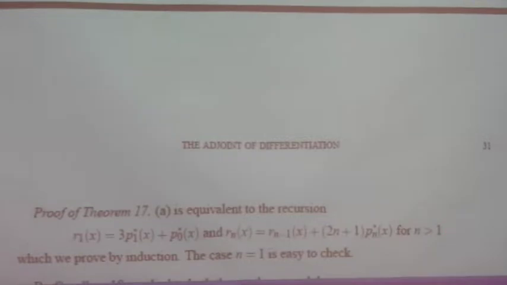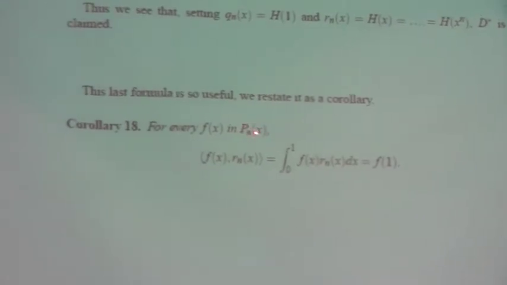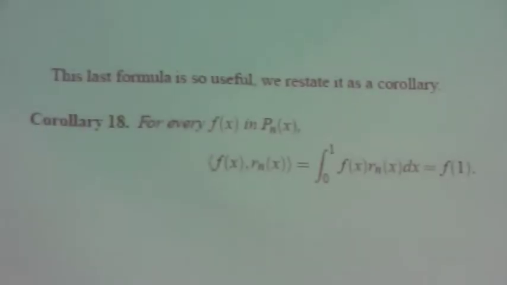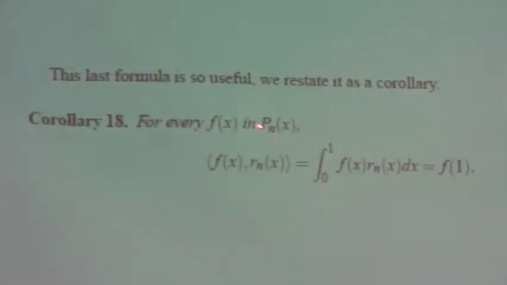So this is the recursion I'd like to prove, and we'll prove it by induction. By induction, you just check that R1 is given by that. That's easy. And then otherwise, we look at this last corollary here. Now, suppose f of x has degree at most n minus 1. Well, of course, then it's in Pn of x, so we get this answer. But it's also in Pn minus 1 of x. So I can replace the n by an n minus 1 here and here, and get the same answer.